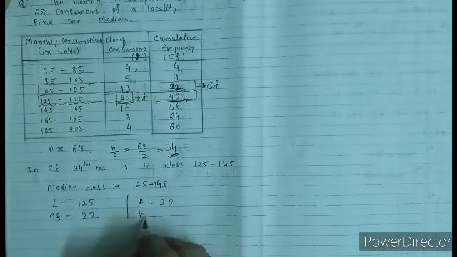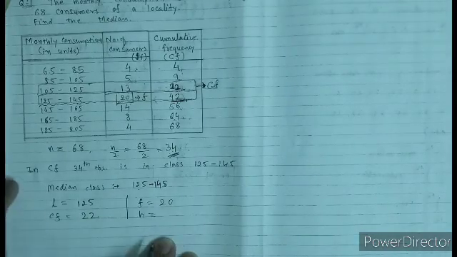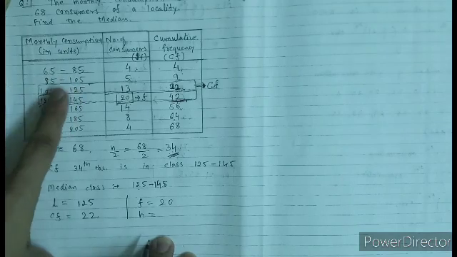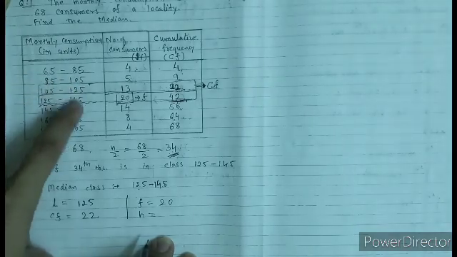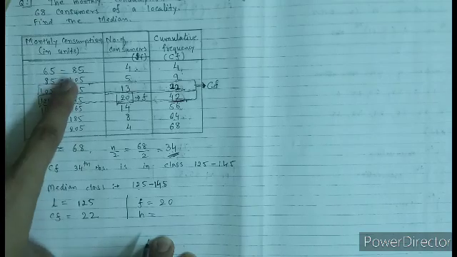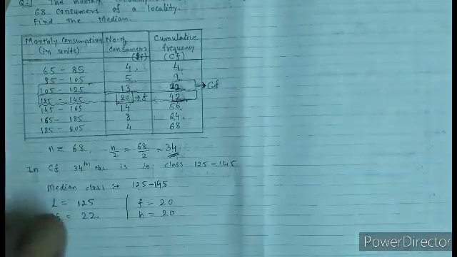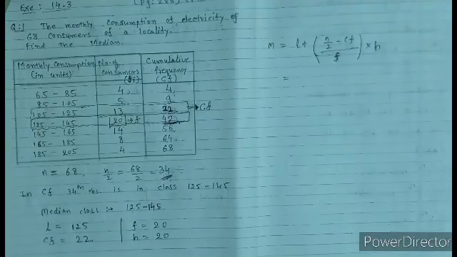And finally H. H is the class length. We will check here the classes are 65 to 85, 85 to 105, 105 to 125. This is a continuous distribution. Therefore H is 85 minus 65. It is 20. This is our class length.